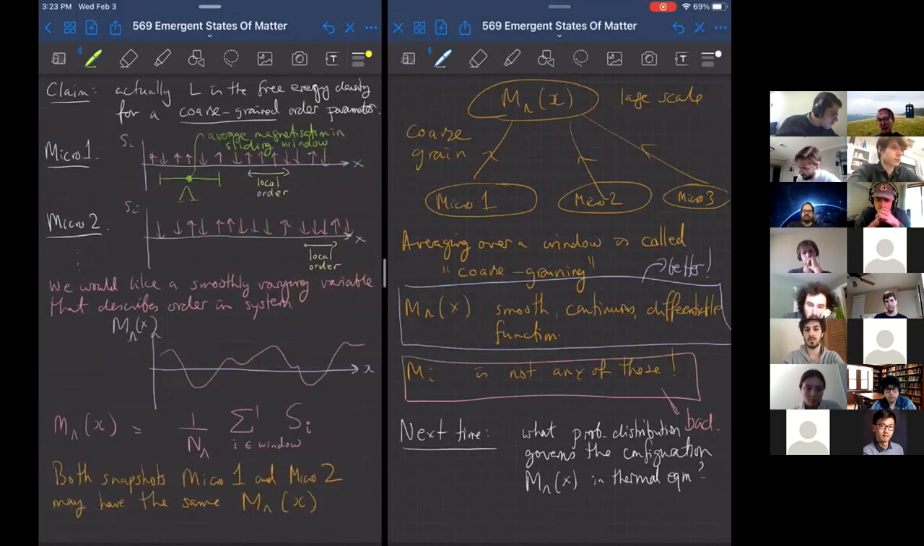We will then introduce the idea of functional calculus so that we can start to make literally simple field theory models of this kind of statistical mechanical system.